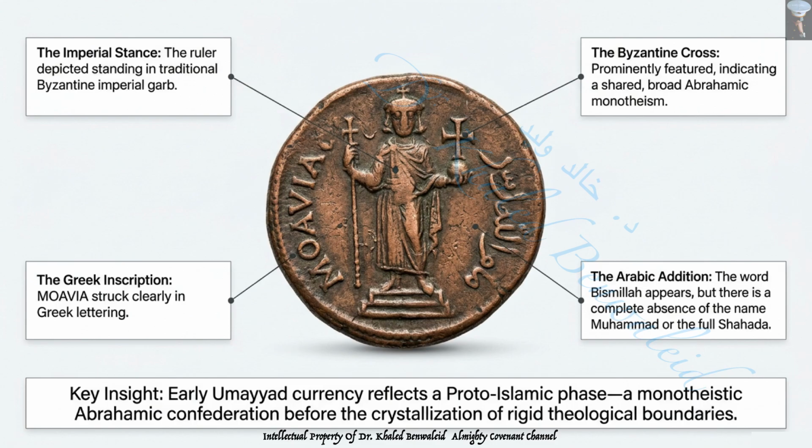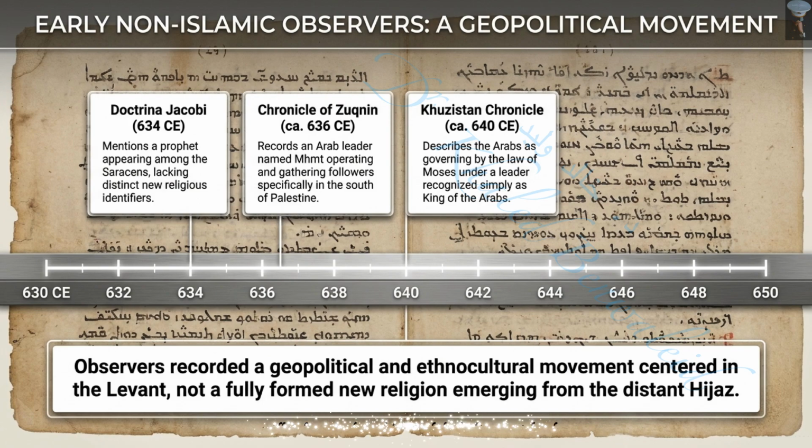Okay, let's break down the mechanics of that, because a coin isn't just money in the ancient world, right? It is mass media. Absolutely. It's the ultimate propaganda tool. It's how a ruler communicates their legitimacy to the public. If you are a new conqueror bringing a brand new, distinct religion, you stamp your new symbols on the money to establish authority. But here we have Greek text, a Christian cross, and a fairly generic Arabic phrase for God. Right. What is Walid's explanation for this blended messaging?